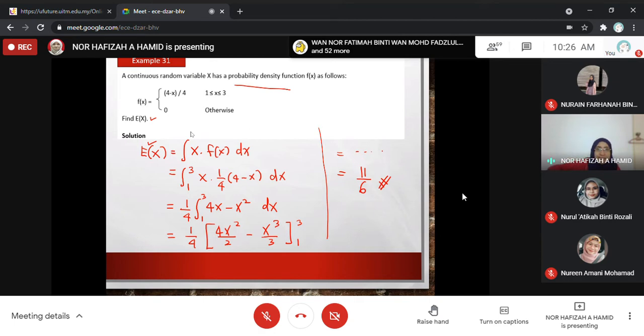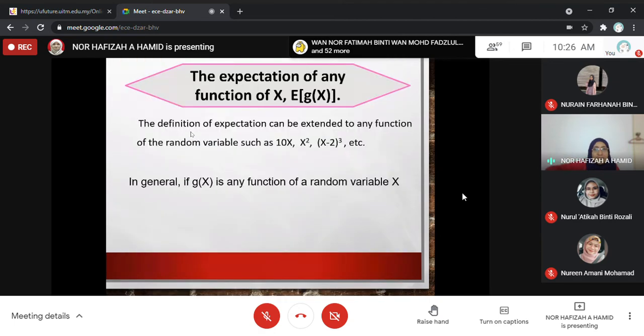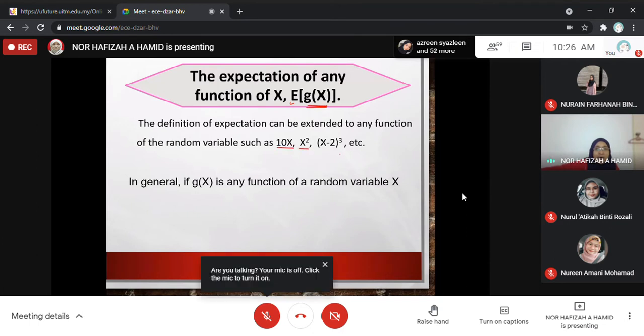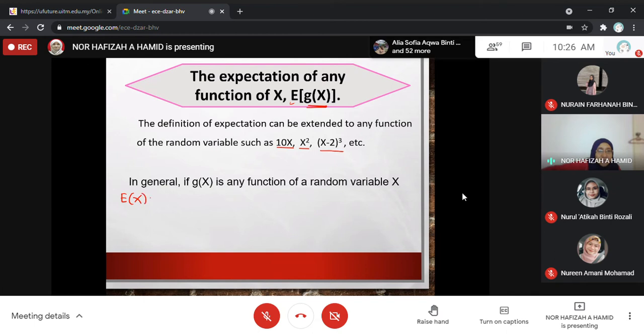Okay, now kita nak extend lagi. Extend into expectations of any function. Okay, for example, you have expectations of function gx. Okay, so gx can be 10x, x square or x minus 3 to the power of 3. Okay, so sebelum ni kita ada example, kita dah ada formula for ex. So kalau discrete, you ada x times with the probability. Okay, ni formula for discrete. And kalau ex for continuous, formula dia is x times with the fx dx.